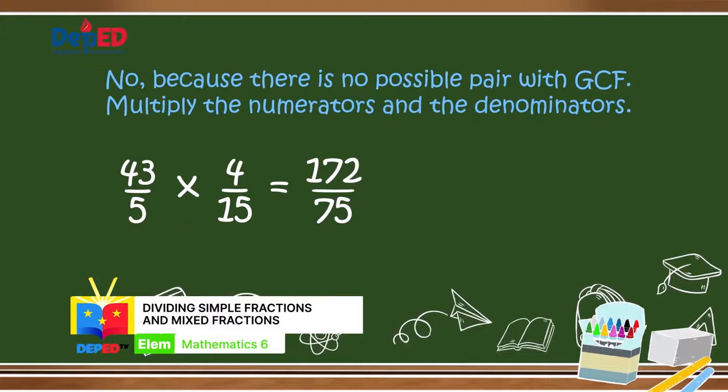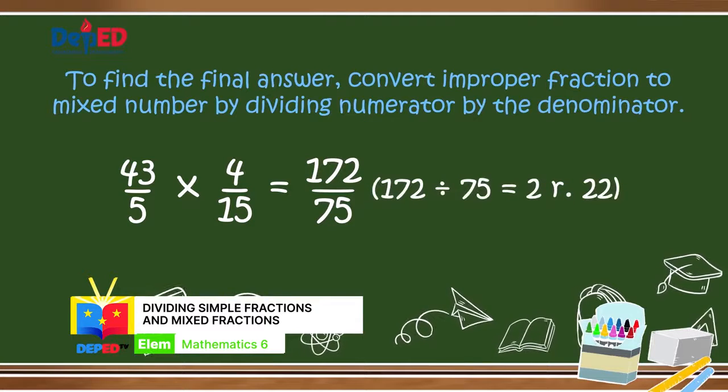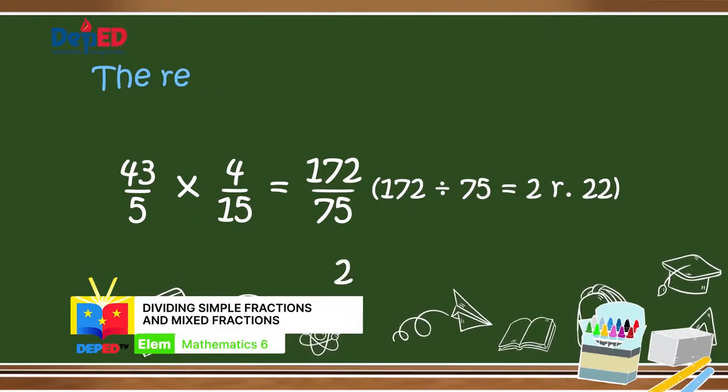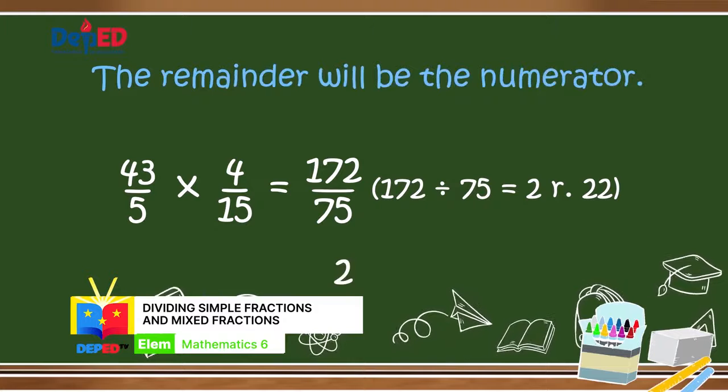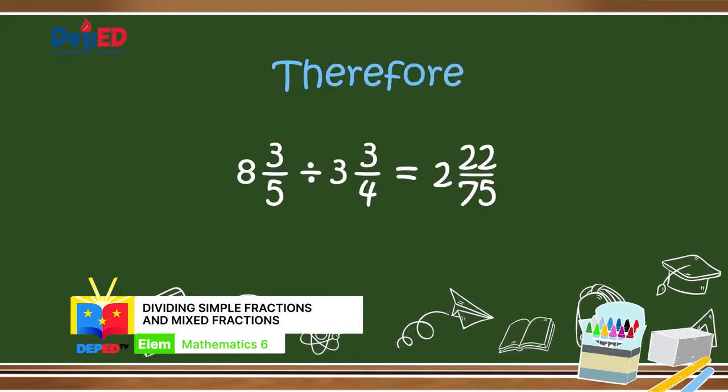172 over 75. To find the final answer, convert the improper fraction to a mixed number by dividing the numerator by the denominator. The quotient will be the whole number, the remainder will be the numerator, and the divisor will be the denominator. 172/75 equals 2 and 22/75. Therefore, 8 3/5 divided by 3 3/4 equals 2 and 22/75.